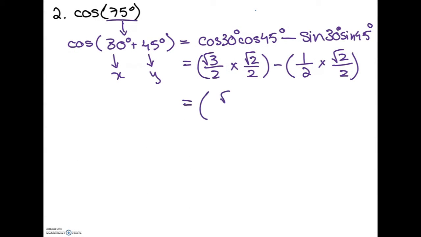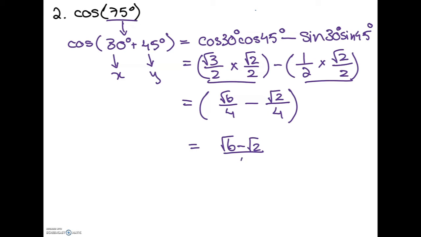So let's simplify the first part. You get square root of 6 over 4 minus square root of 2 over 4. I'm just multiplying these two and subtracting. So in this case, I'm just going to write it all together: square root of 6 minus square root of 2 all over 4. And this is going to be your final answer for cosine of 75 degrees. So we just used those formulas and sort of just deduced our answer. Now let's do our next question.